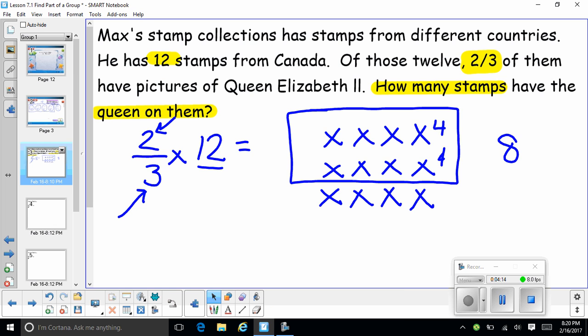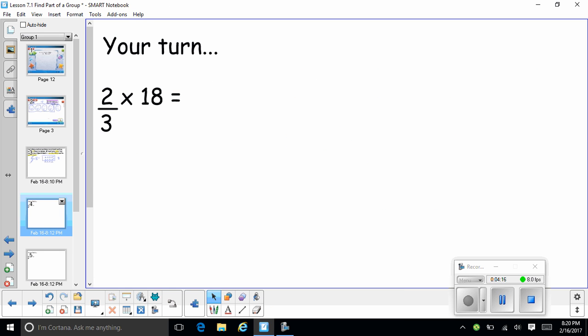What I want you to do now is open up your math notebook to a brand new page, and we're going to do a practice problem in there. In this problem, we have 2/3, and I'm going to multiply that by 18. So 18 is my total, and I want to find 2/3 of that total. The first thing I'm going to do is take a look at my denominator. Since I see that the number's 3, I'm going to set up 3 groups.